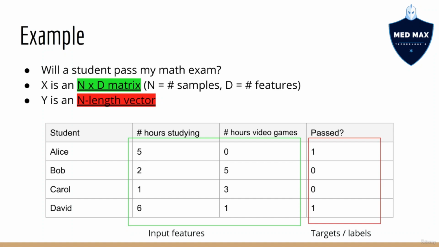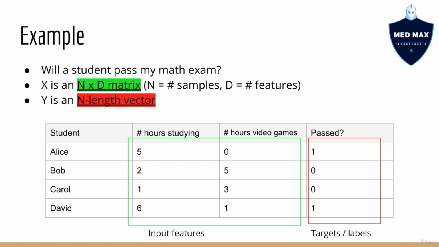To give you a simple example, suppose we want to predict whether or not a student will pass a math exam. In order to build a model, we've collected a bunch of data points for students who took this math exam in the past. We record several variables, such as how many hours they spent studying and how many hours they spent playing video games.